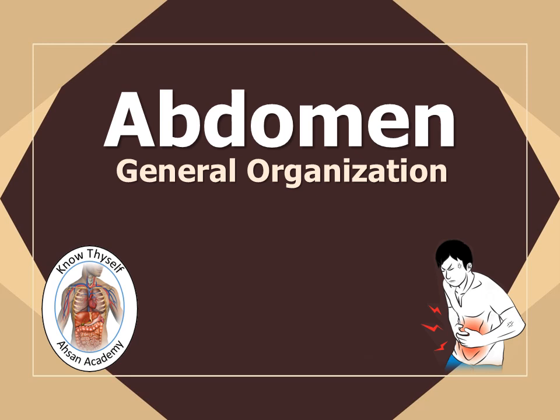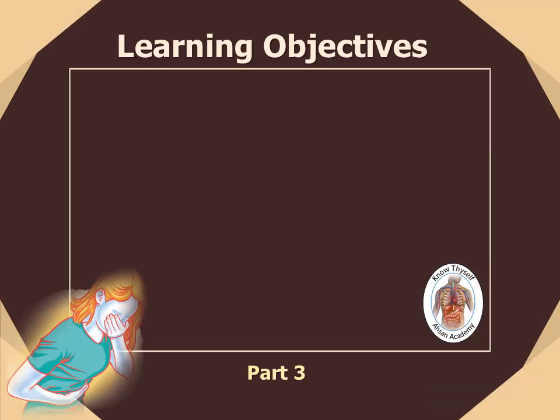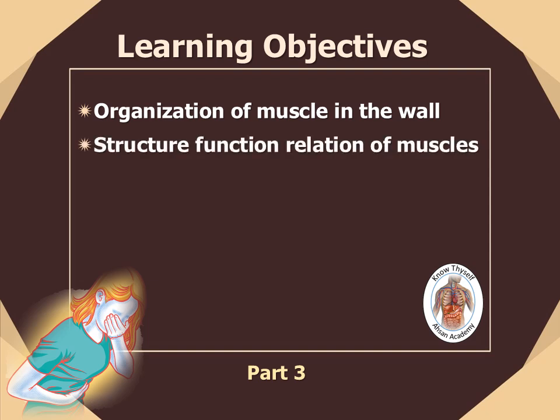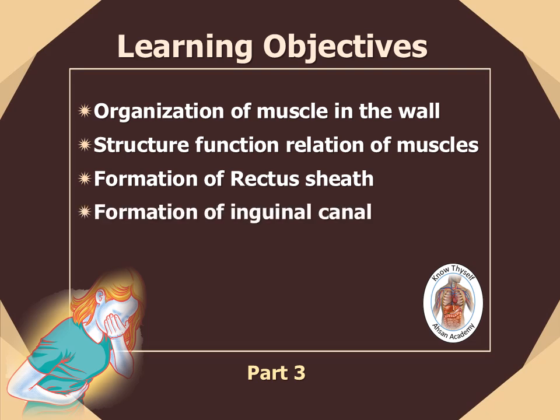This is part 3 of a series of presentations on the same topic. In this third part, I will discuss the general organization of the muscles in the wall of the abdomen, structure-function relationship, and the formation of the rectus sheath as well as the formation of the inguinal canal. At every stage, I will try to correlate clinically.